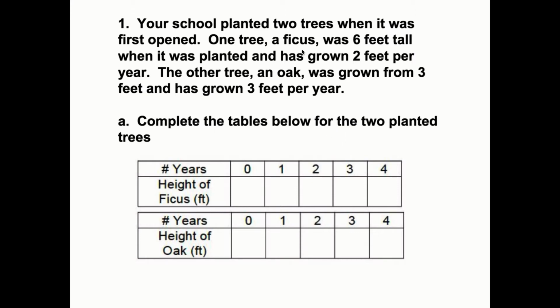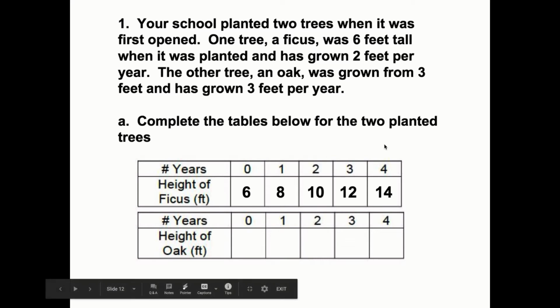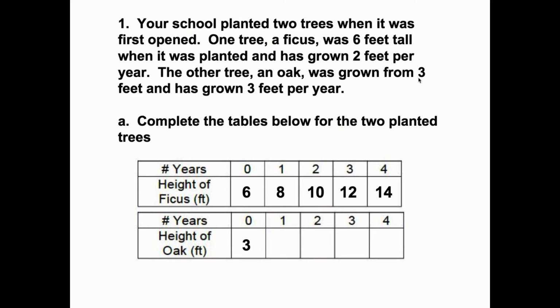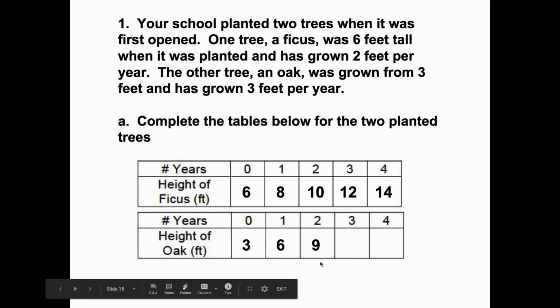So starting with the ficus. The ficus was 6 feet tall when it started out, and it was growing at 2 feet per year. So we're going to add 2 feet after 1 year, add another 2 feet, add another 2 feet, add another 2 feet. For the oak tree, it said it was started from 3 feet, and then it grew 3 feet per year. So we're going to add 3 feet, add 3 feet, add 3 feet.